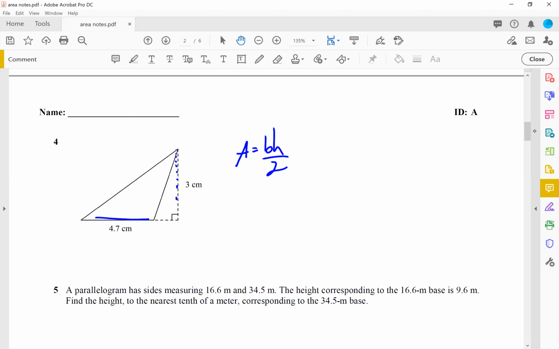So our base is 4.7. Our height is 3. Divide that by 2. So 4.7 times 3, divide by 2, and we get 7.05 centimeters squared.